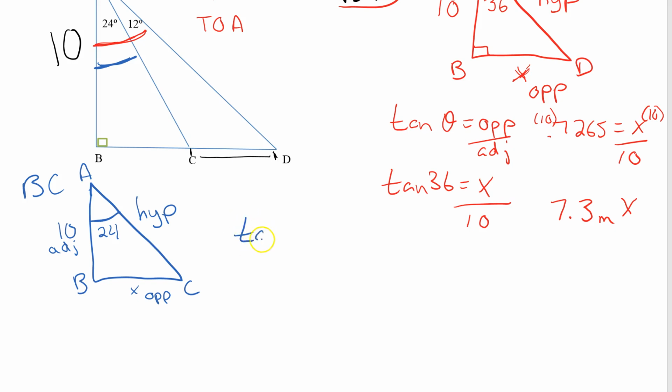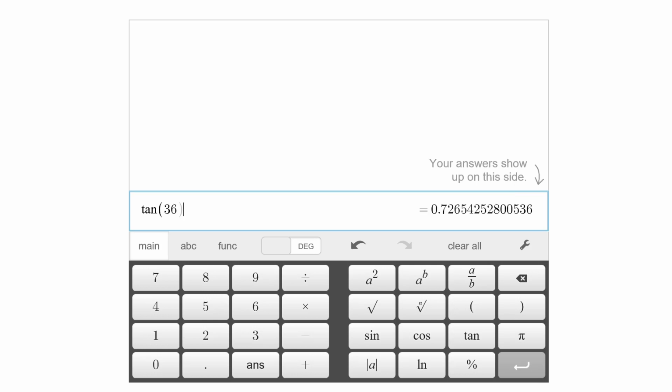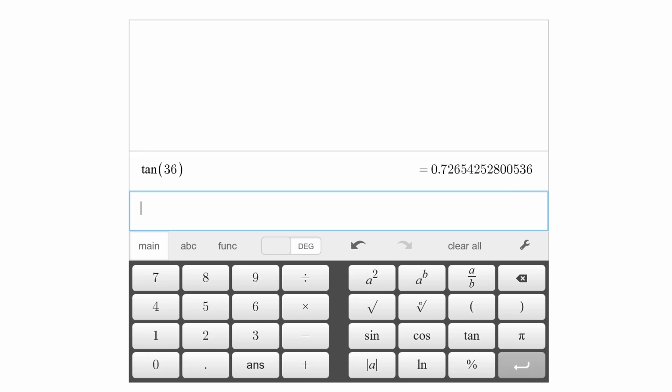So tan of the angle is the opposite over the adjacent. Angle's 24, so tan of 24 is my opposite. I don't know what it is, so I'll put an X over 10. Time to go to my calculator to do the tan of 24. So I got my Desmos calculator going on. I'm going to go to a new line, do the function tan 24, and I get 0.4452, and the last 2 keeps it where I am. So 0.4452.